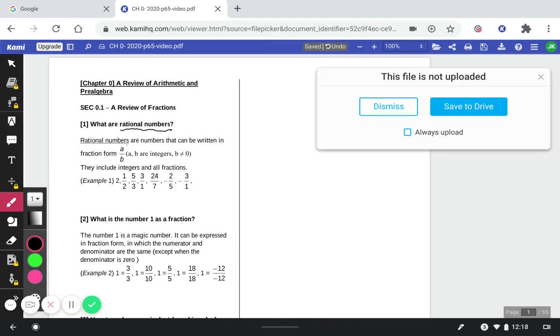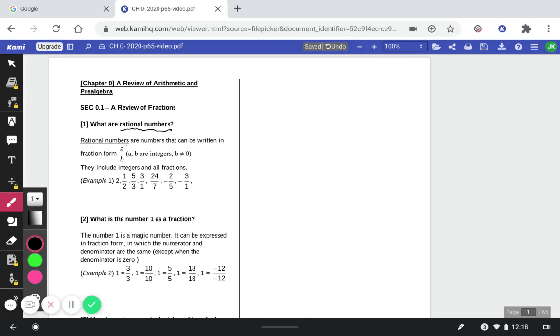A rational number is a number that can be expressed or written in fractional format, like a over b. And a and b have to be integers and b is not equal to 0, because they do not allow a denominator of 0. So that's the rational number, and it includes integers and all the fractions.